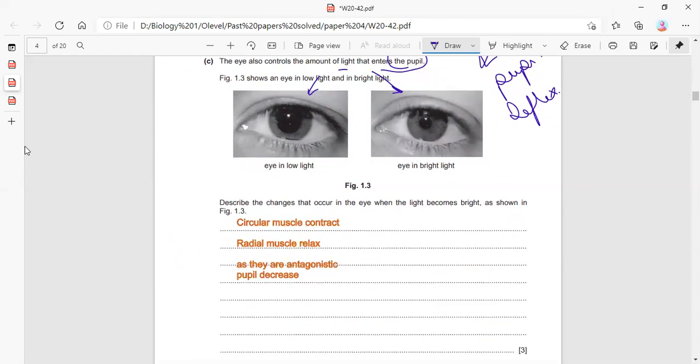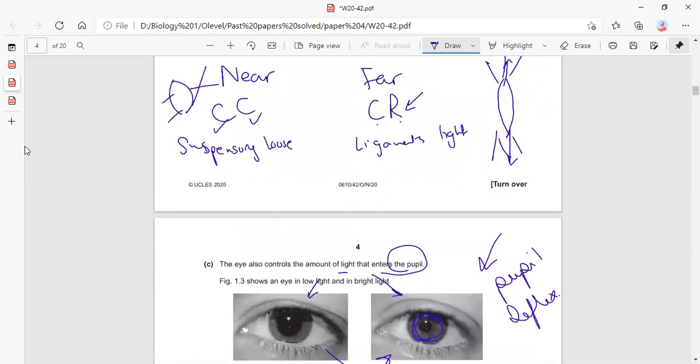طيب ايه اللي حصل؟ Describe the changes that occur in the eye when the light becomes bright. Describe the changes. ايه اللي حصل لما اللايت اتفتح بقى bright light. اول حاجه السيركلر ماسل هيحصل لها ايه؟ contract. زي ما قلنا هنا في النير سي سي، بس دي كانت سيليري ماسل.